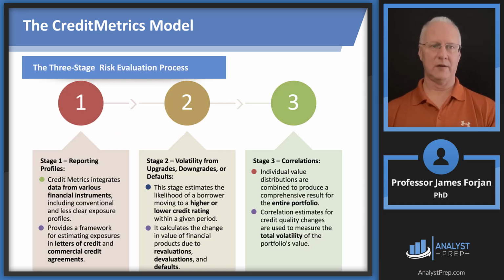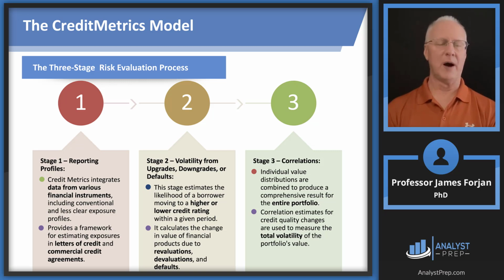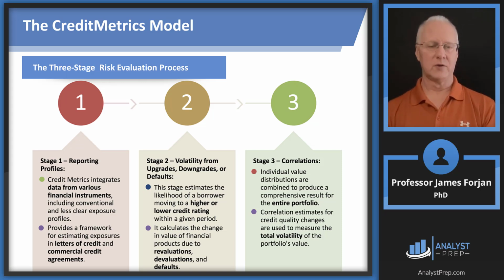So this CreditMetrics model has 3 stages. So I think this is probably a good question. So think about this. Stage 1, reporting profile. So what are we going to do? We've got some bond issue or we have some loan out there. And so what are we going to do? We're going to just collect as much as we can from the issuing government body or the issuing entity or whoever that borrower is. And so we'll establish some kind of a framework.